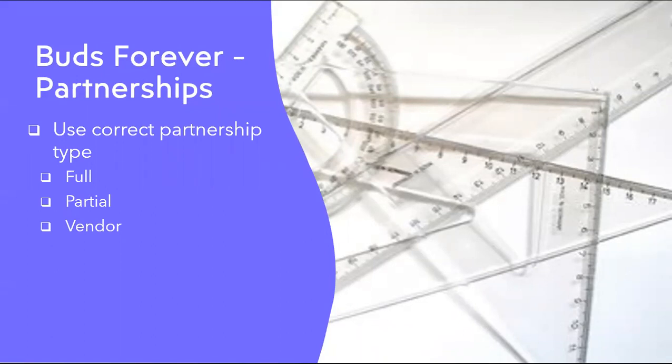And look, on the ones like full and partial, there are dollar amounts with those. With a vendor, there is no dollar amount because you're purchasing services from a vendor. So just, again, be careful, be accurate, and look at exactly what type of partnership it is.